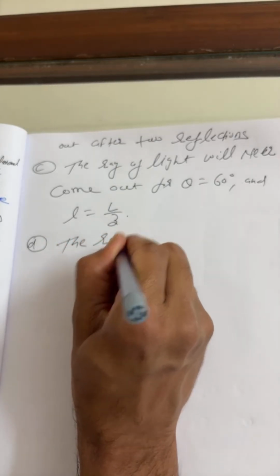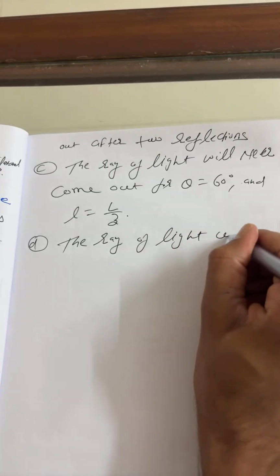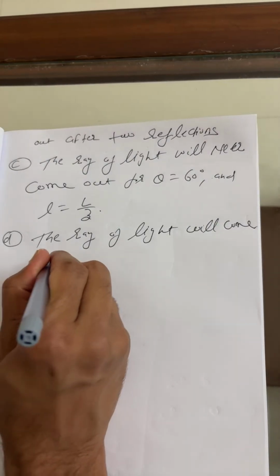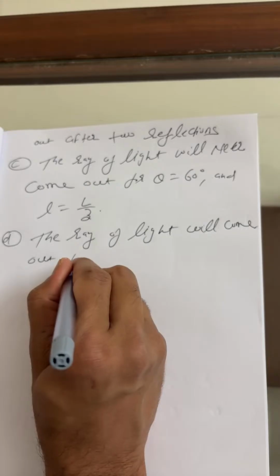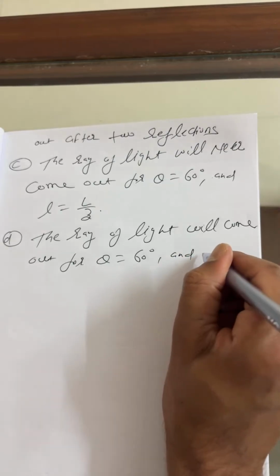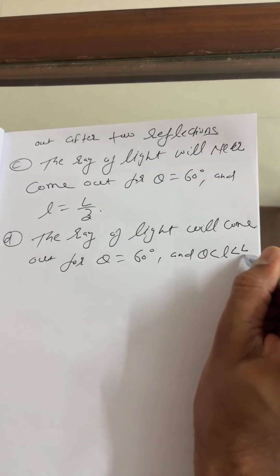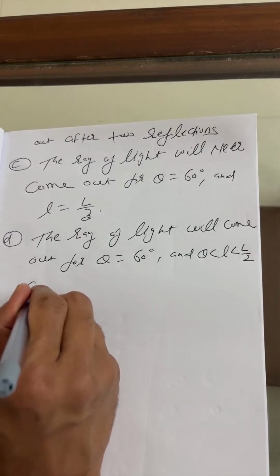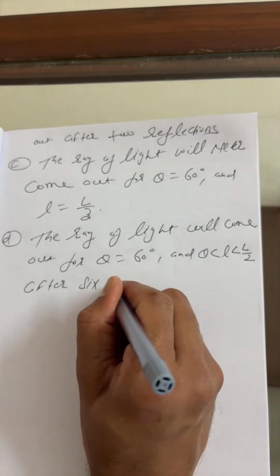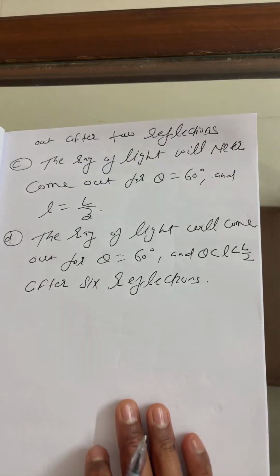Option D: the ray of light will come out for theta equal to 60 degrees and 0 less than l less than capital L by 2 after 6 reflections. Right, my dear?